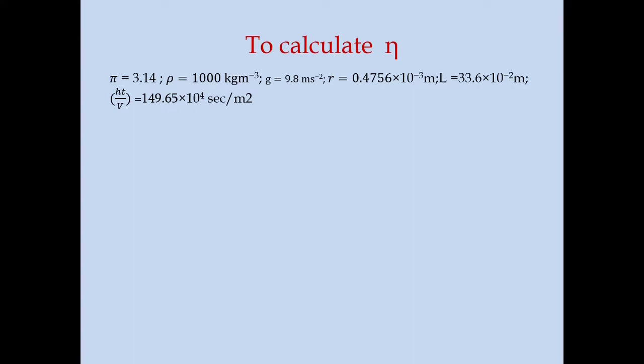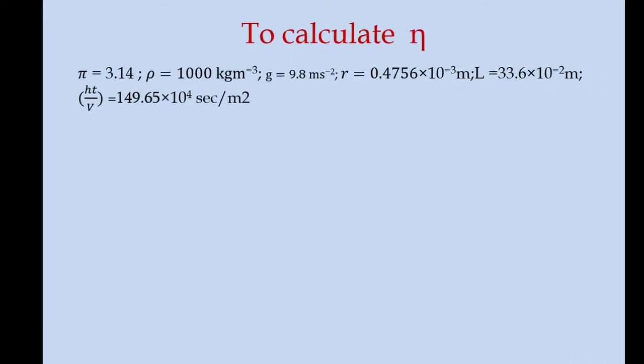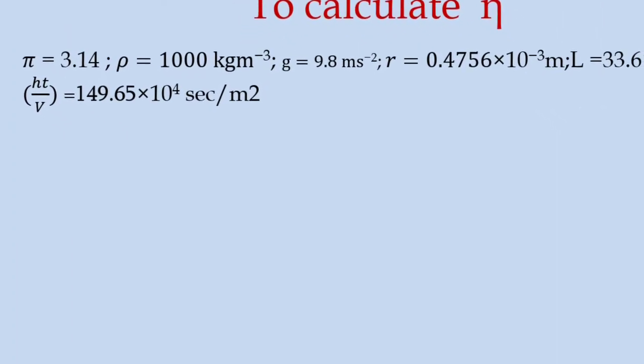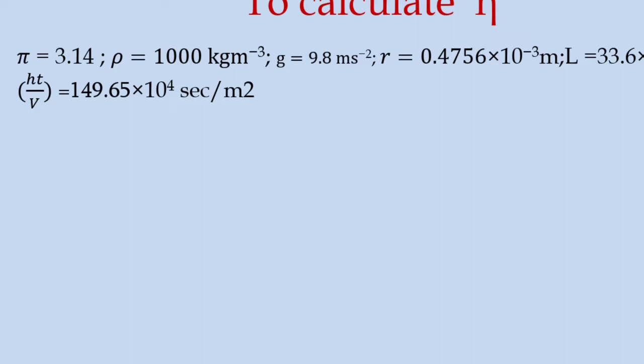Mostly in Indian laboratories we use water or kerosene. So these are the available liquids, very easily available liquids here. So all the readings taken here correspond to the coefficient of viscosity of the water. So we know pi is 3.14, and since the experimental liquid is water, rho equals 1000 kilogram per meter cube. If in case you take kerosene, the density may be 800 kilogram per meter cube. And g, we know the acceleration due to gravity, 9.8 meter per second square.